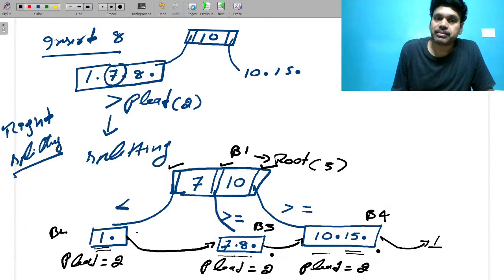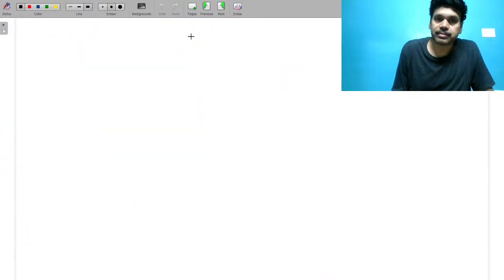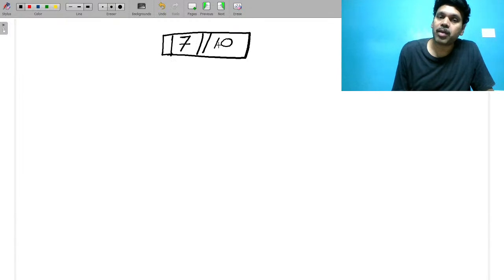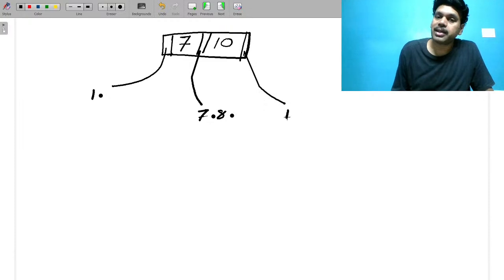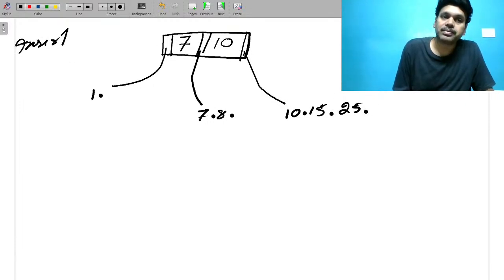7, 10. And 3 block pointers. Block pointers are nothing but child pointers only. Here there is a 1 dot. Here there is a 7 dot, 8 dot. Here there is a 10 dot, 15 dot. Now I am inserting 25. I am inserting 25 now.